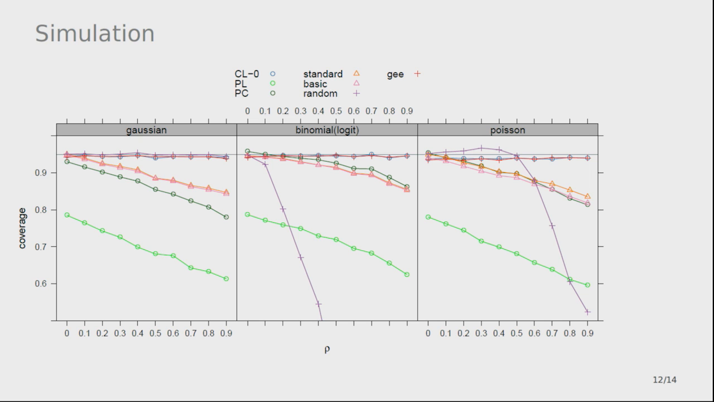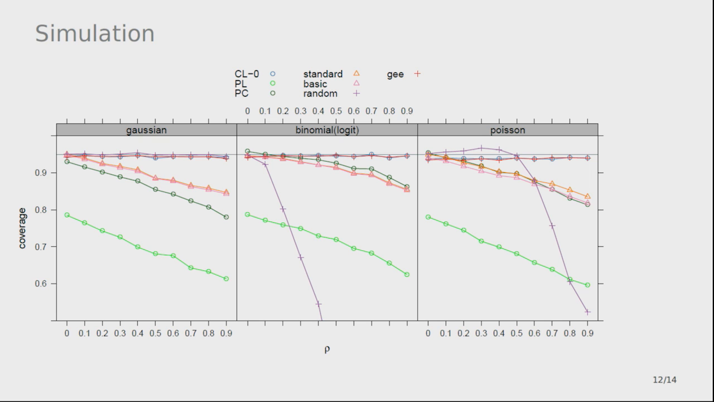Standard and basic sandwich standard errors do not account for the clustering structure. Random here refers to standard errors from a random intercepts model, and GEE refers to standard errors from a generalized estimating equation with an exchangeable correlation structure. They do account for this clustering structure. We see that for the Gaussian response, the underestimation of standard errors gets even more pronounced with an increase in cluster correlation for some methods, while some other methods perform well. The aim here is to reach a coverage value close to 0.95. Values below are considered to underestimate standard errors, while values above indicate a conservative bias.